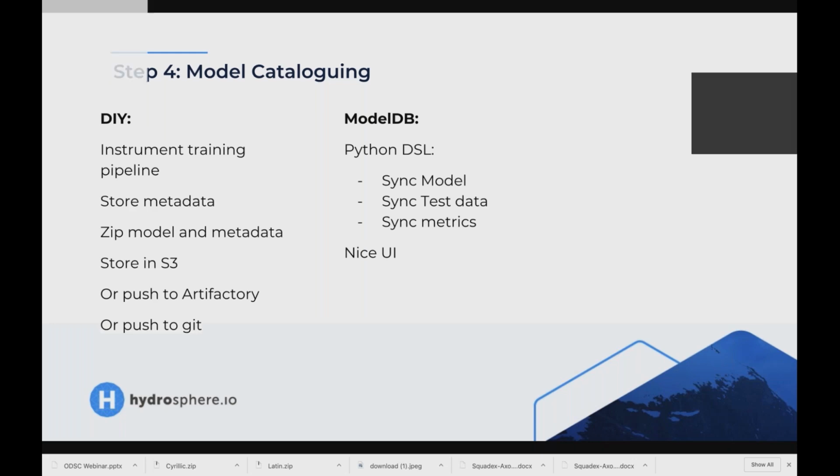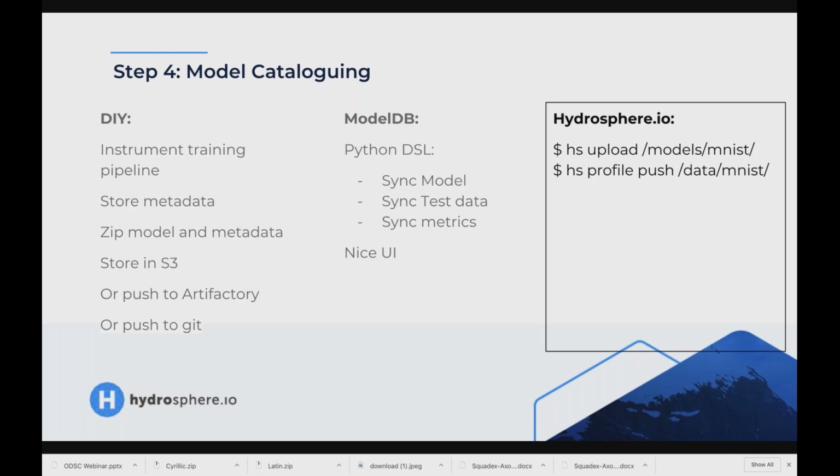So at Hydrosphere.io, we also made a bit of model cataloging. It's not a fully functional model database, but it is an essential part that is needed for later steps for deployment and serving. So we made some particular architectural considerations and provided a nice DSL for pushing the models to the cluster.